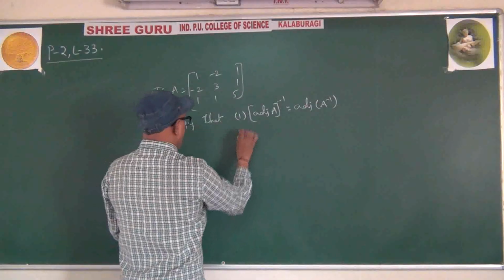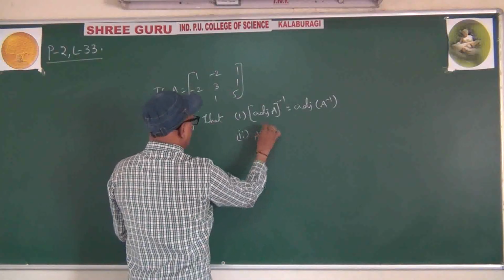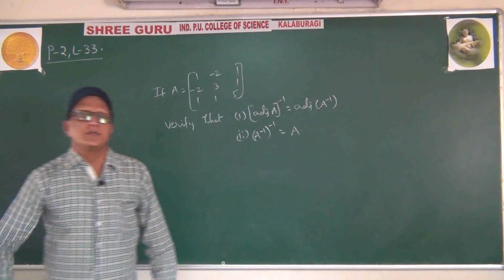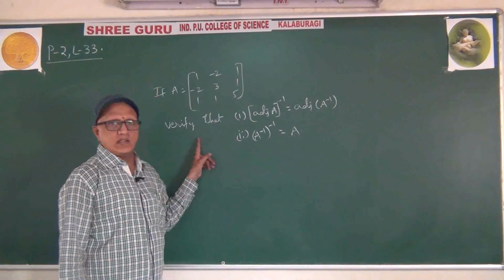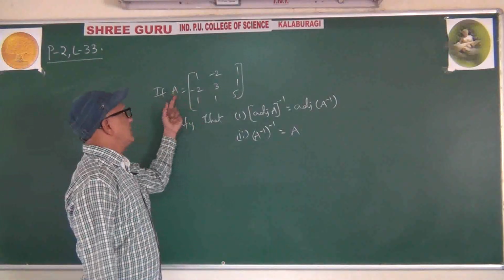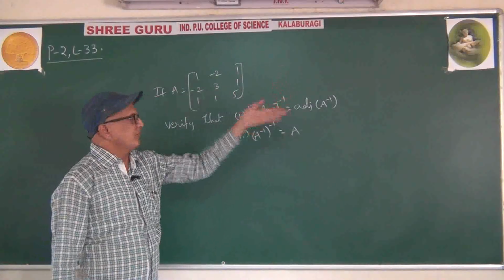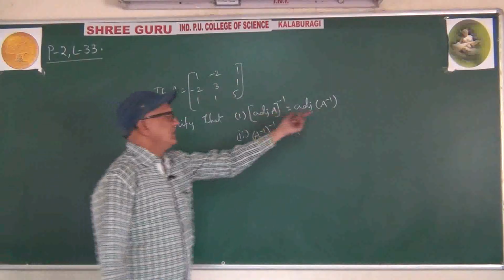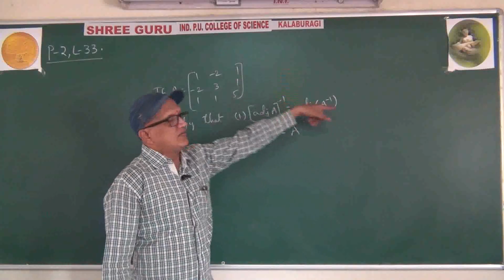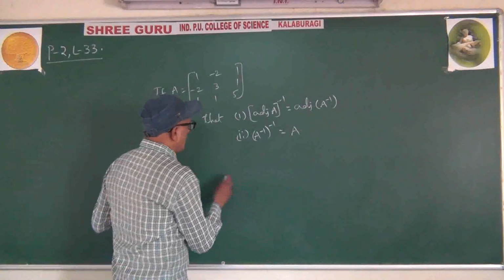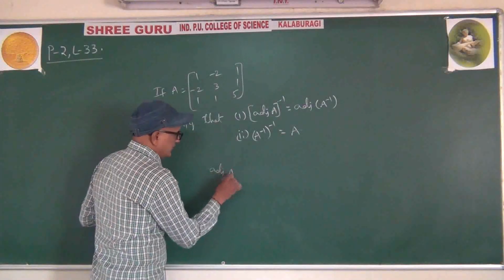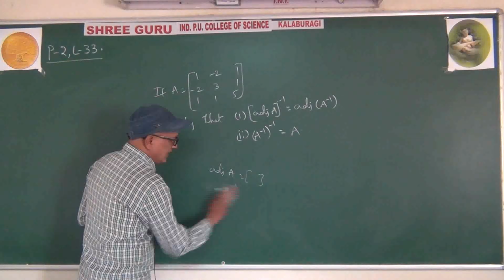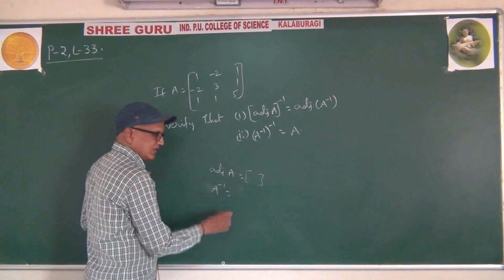You know how to find adjoint. You know how to find inverse of the matrix. Everything you know, only thing you have to verify. For this, find out A inverse. In that only we will get adjoint. For adjoint A, find again inverse. Then try. Find out adjoint of the inverse. You have to find adjoint A first.